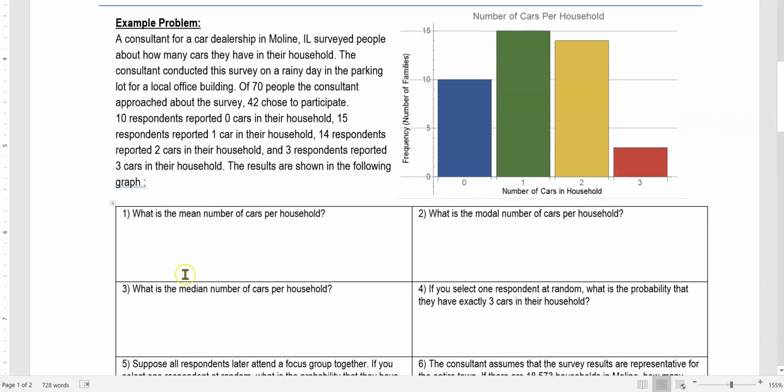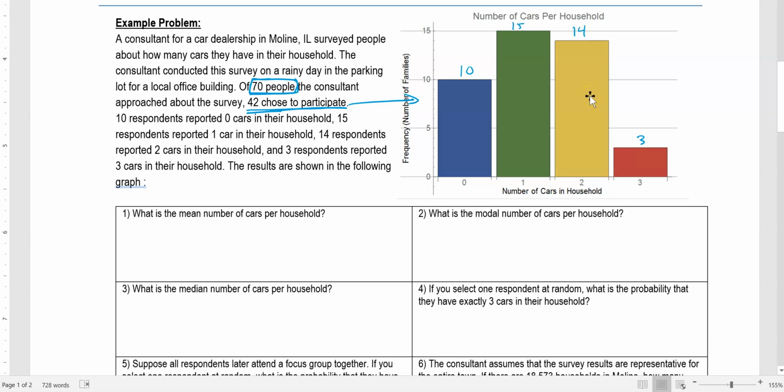Looking at this information, we have obviously a lot going on here. We have a car dealership in Moline. We know that there are 70 people in this survey, very important. Okay, and 42 chose to participate. So this graph over here is the 42 people who chose to participate in the survey. You'll notice that this is 10, this is 15, this is 14, and this is going to be 3. Okay, so 10 plus 15 plus 14 plus 3, that gives you your 42 data points.